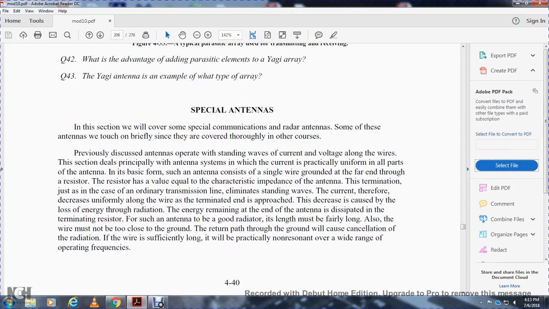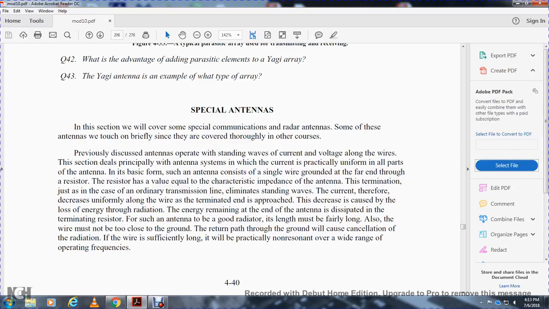The basic form of the antenna consists of a single wire grounded at its far end through a resistor whose value is equal to the characteristic impedance of the antenna. The termination, just as on an ordinary transmission line, limits the standing wave current, so the current is uniform along the wire. The current decreases from the transmitter end because of the loss of energy through radiation. The energy remaining at the end of the antenna is dissipated in the terminating resistor, so that the antenna is a good radiator.